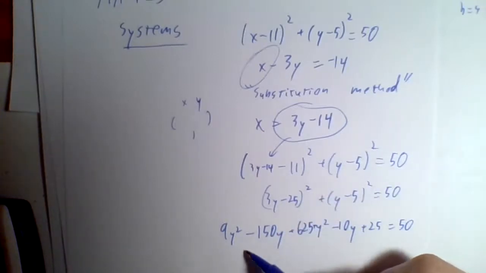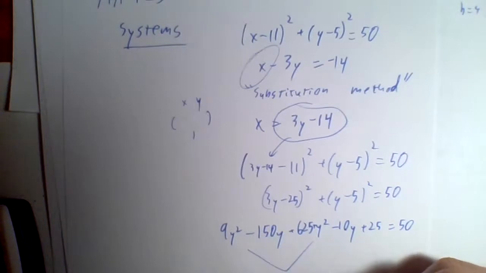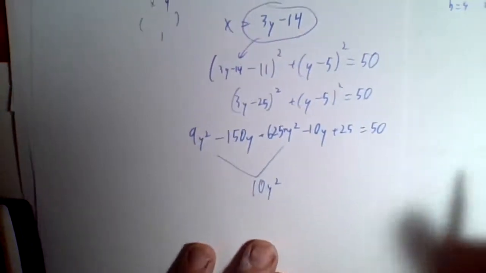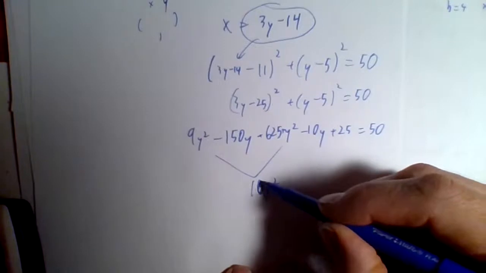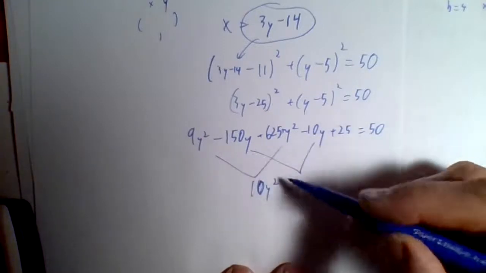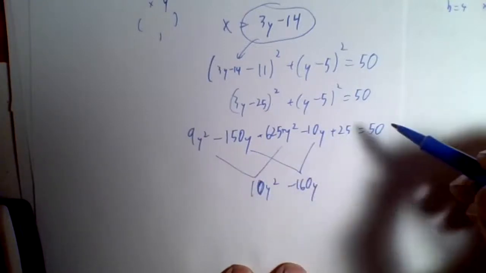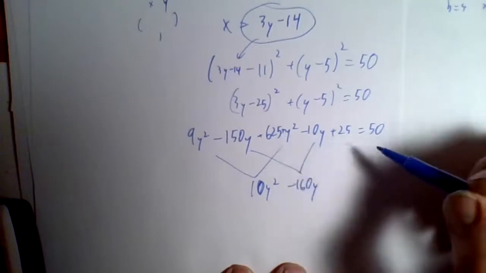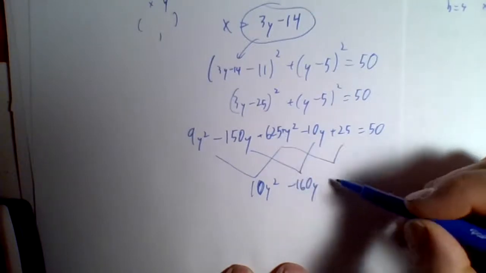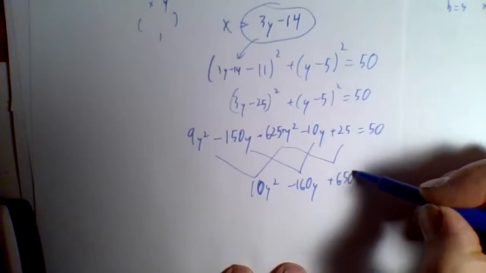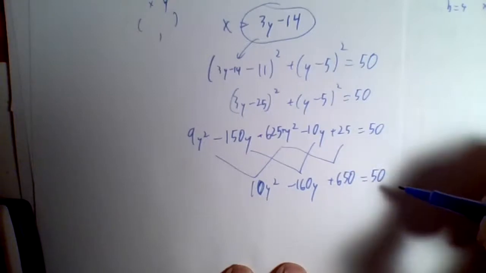So I'm going to combine like terms now. I got 10y squared. I'm probably working way off the screen. It's getting long. 10y squared minus 160y plus 650 equals 50.